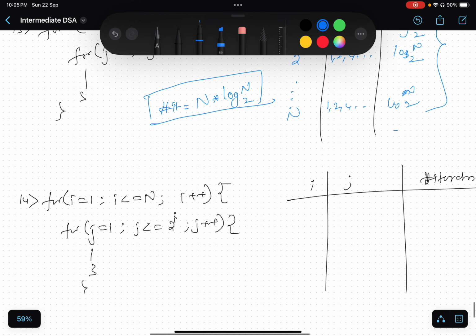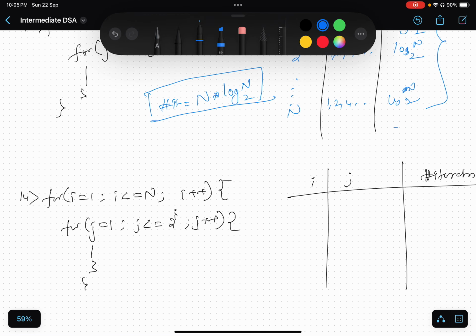Cool. Now we'll see one more example where my i starts from 1 and reaches till n, and my inner loop j starts from 1 and reaches till 2 power i. Whenever I say 2 power i, it's a power, right? Let's see. When i is 1, my j starts from 1 until 2 power 1, right? So 2 power 1 is 2. So the number of iterations is 2.